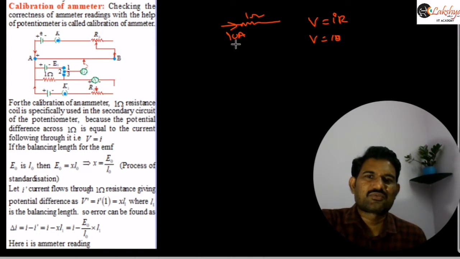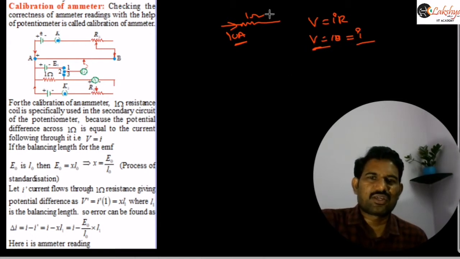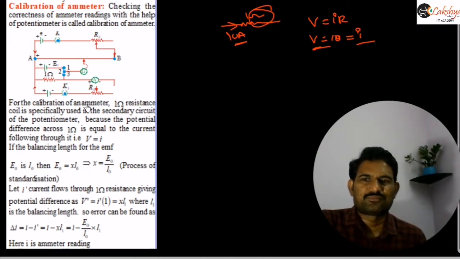That means whatever the current flowing here, this current will be numerically equal to the potential difference across it. That is the importance of taking this 1 ohm resistance in this circuit, right? So when current I is flowing through this circuit, then we can write this.